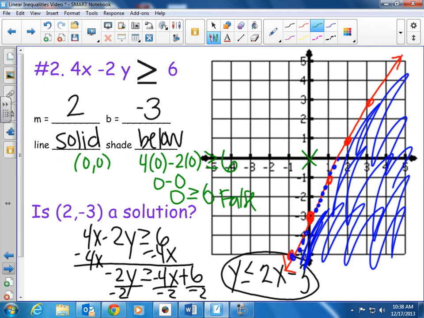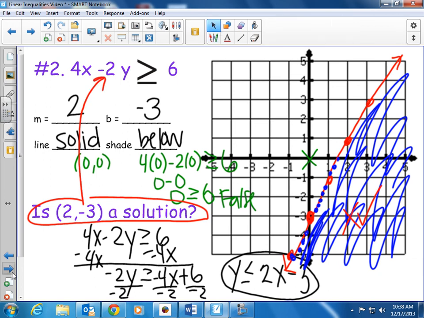You're either going to shade above your line or below it. So I could test this point 2, -3 and see if it's a solution. 2, -3 is right there. Is that going to be a solution? Yes, it is. It's going to be a solution because it's in the shaded region. So again, you can plug that ordered pair into your inequality and test it and make sure. I'll let you do that and bring it to class tomorrow.